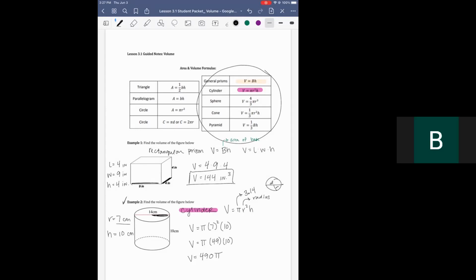So I could leave it like this and just put in my units, cubic centimeters, or I can actually put that into the calculator. There are 2 ways to put it in your calculator. There is a pi button on most calculators. You can also just use 3.14, which is what I'm going to do because I'm feeling lazy. And we get 1,538.6 cubic centimeters. So both of those answers are correct and fine.